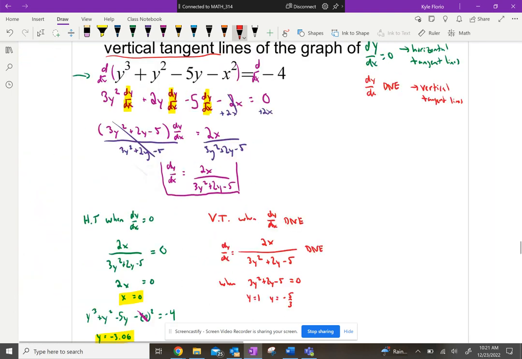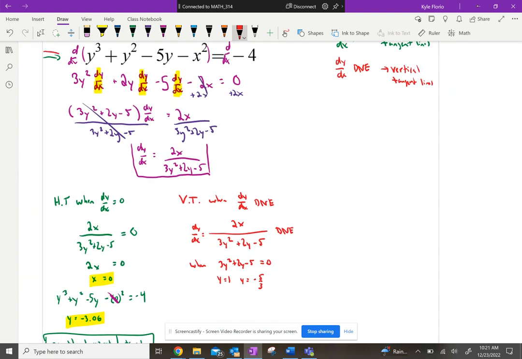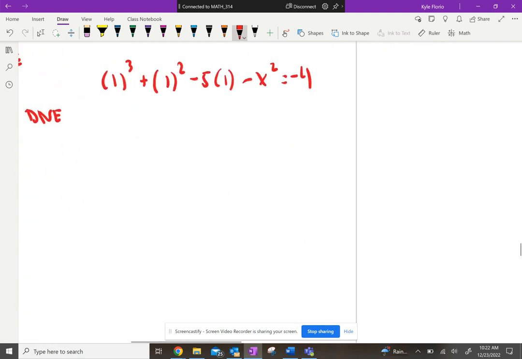Okay. So the original equation up here, it's going to be y cubed, so that's 1 cubed, plus y squared, so that's 1 squared, minus 5 times 1 minus x squared equals negative 4. So I just plugged 1 in for y into the original equation. We good so far? Okay, this one looks a lot easier to solve, though, right? It's not a cubic. It's just a regular x squared. We're just going to end up doing a square root at some point.